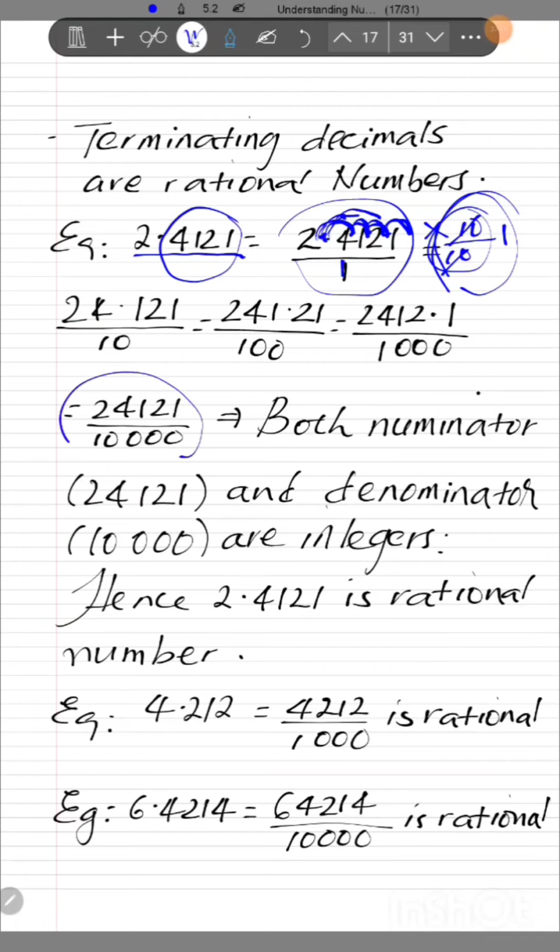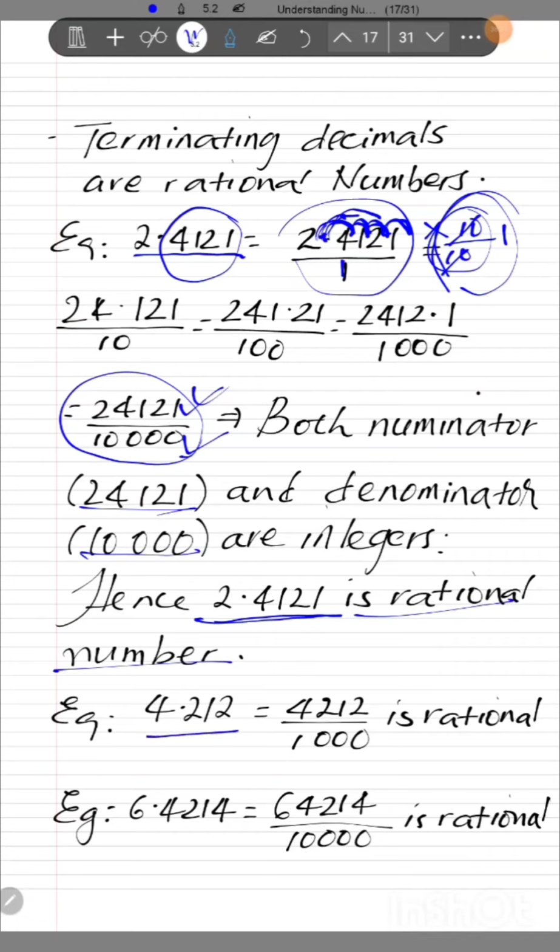24121 divided by 10,000. We can express it this way without changing the value. Now we know the upper part is an integer. The lower part is an integer. So both the numerator and the denominator are integers, these two numbers. And hence the number 2.4121 is a rational number. A rational number is any number which can be expressed as a fraction of integers. So that number is a rational number.